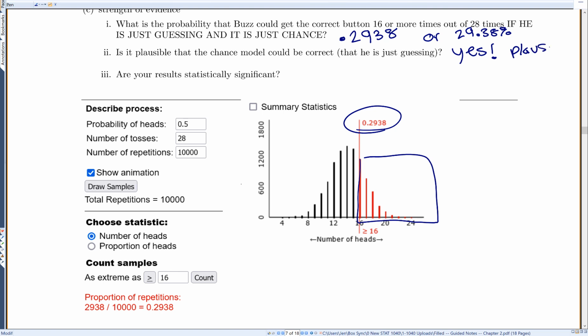Completely plausible. I'm not going to be suspicious if someone tells me something can happen 29% of the time and then it happens. I'm not suspicious at all. So are my results statistically significant? No, because it was less than 5%. Sorry. Statistically significant means it's less than 5%, and in our case, it was greater than 5%. So it's not statistically significant.